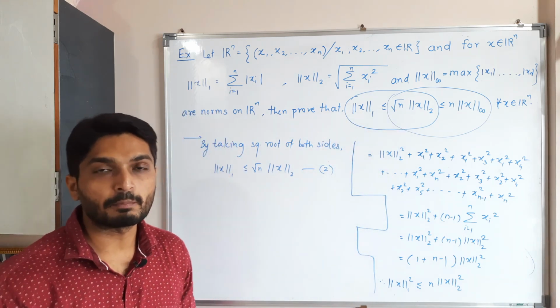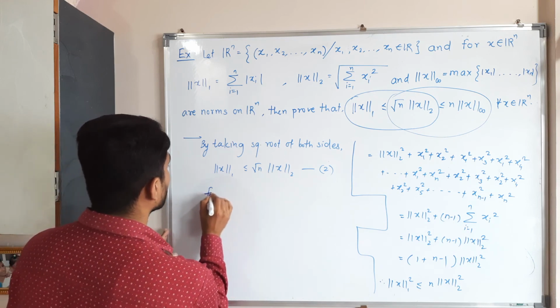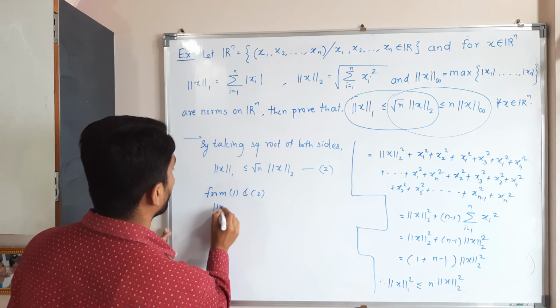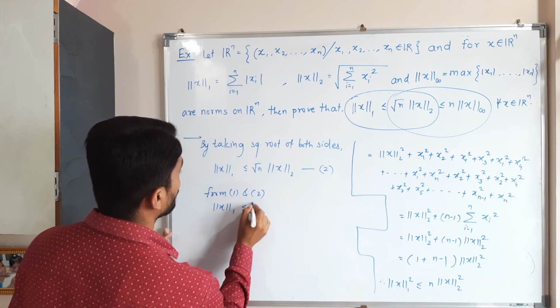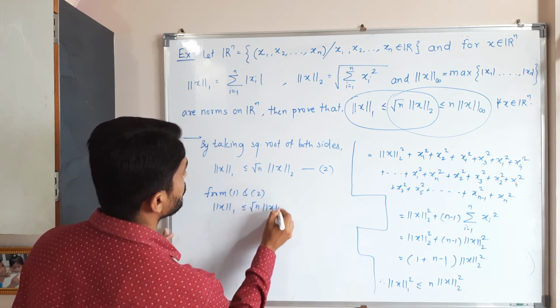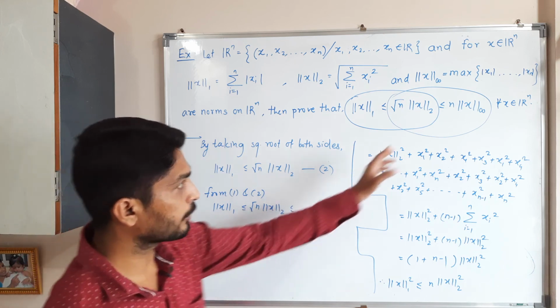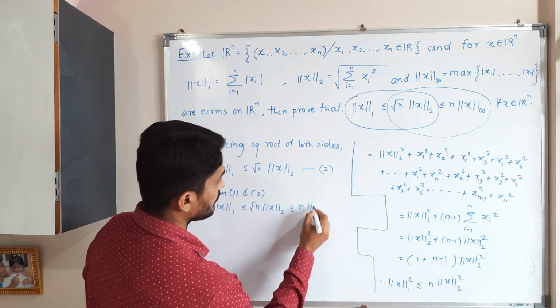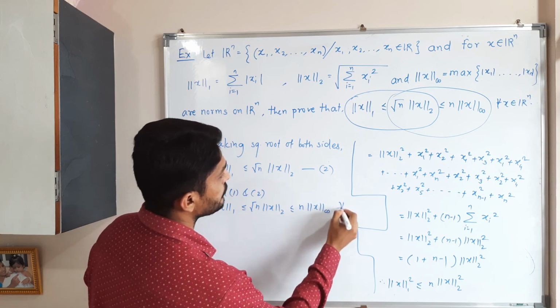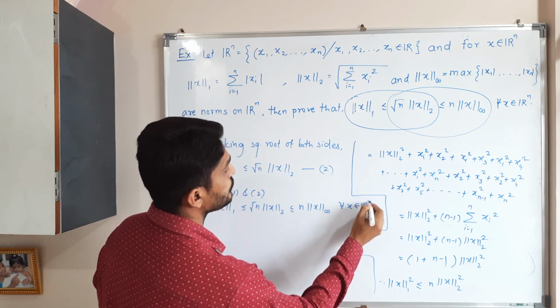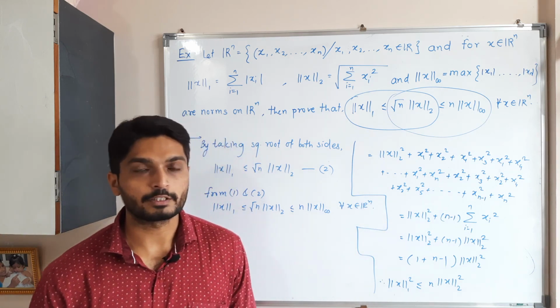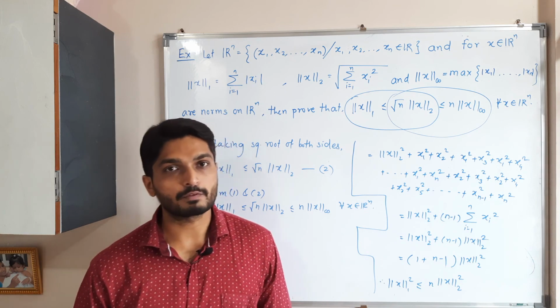So we will simply combine 1 and 2. From 1 and 2, norm x1 is less than or equal to root n norm x2, and the second inequality we had got in 1, norm x2 less than or equal to root n norm x infinity, and this is true for each x belonging to Rn. So therefore, in this way we proved the required inequality. Thank you. Make a screenshot of it and after that we will stop. Thank you. Bye.